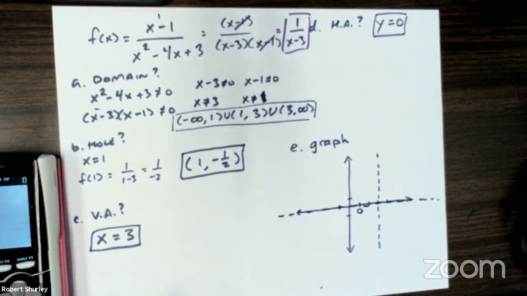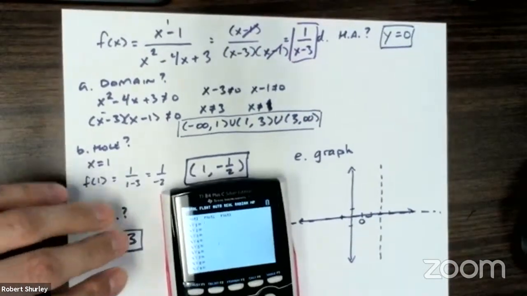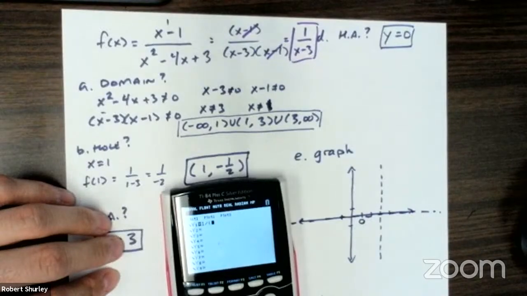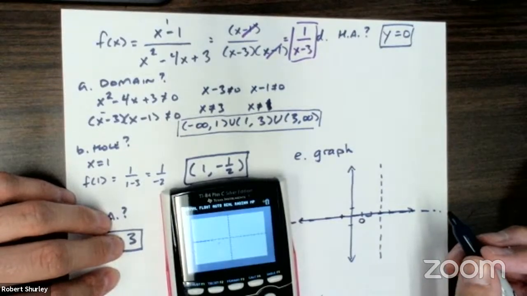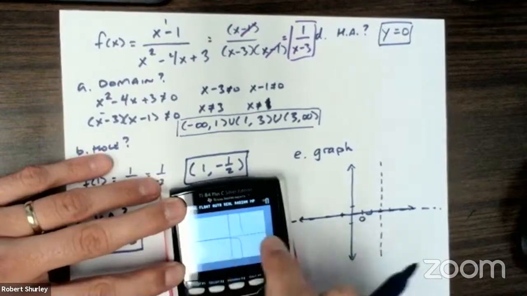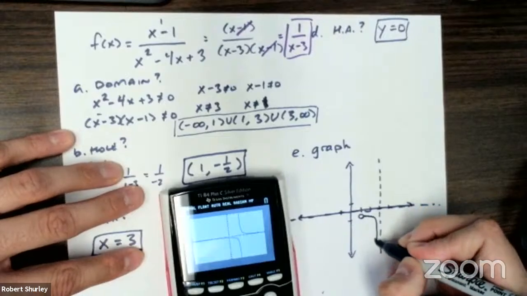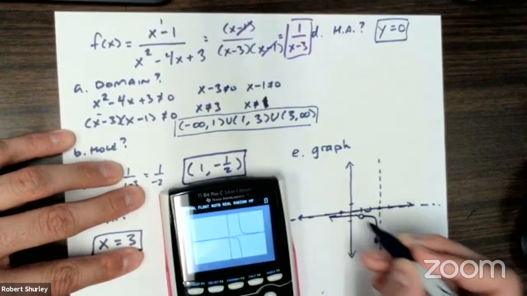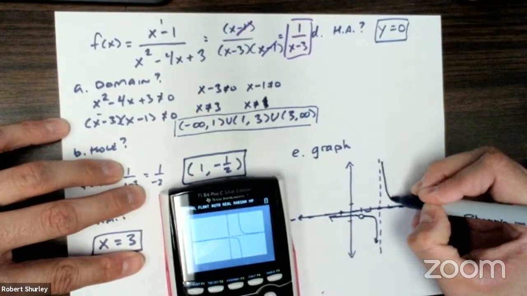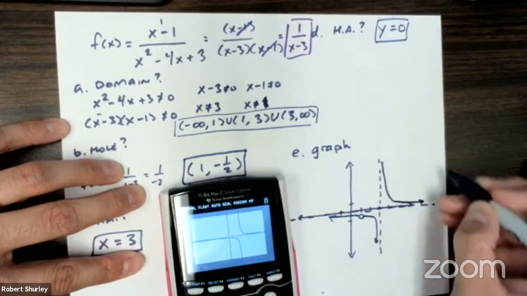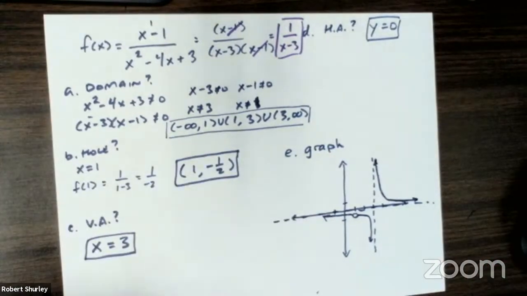You can plug in the simplified version so you don't have to type as much. So 1 divided by parentheses x minus 3. And then graph it. You'll see that's what we have going on. It's getting closer and closer to y equals 0 on the left, and same thing on the right. It's coming up from infinity and going this way. Pretty neat stuff.